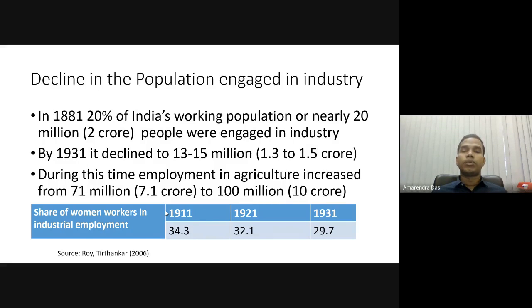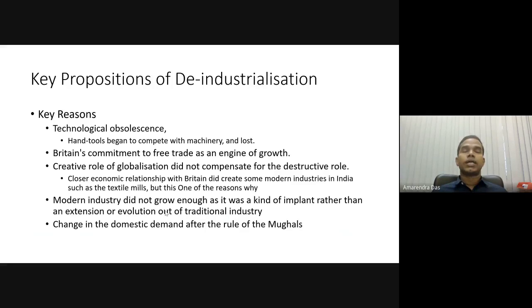People started moving from industry to agriculture, and the reasons we discussed were, one, technological obsolescence, and then free trade. So without any tax, the British commodities started coming to India. Then India had to face free trade with China and Japan. Although we got some benefits, like we got the new technology, so the new steel mill or the new textile mill came to India, the modern industry came to India, but we had to close so many handicraft and textile industries. So overall there was a loss to the Indian handicraft sector.